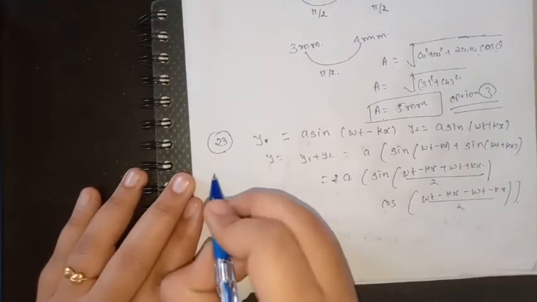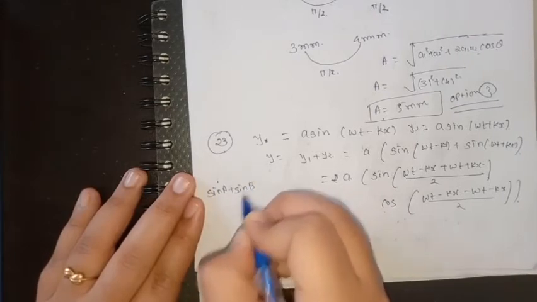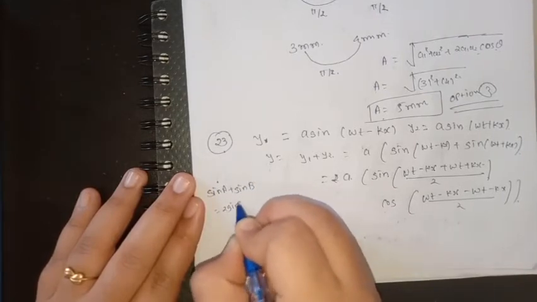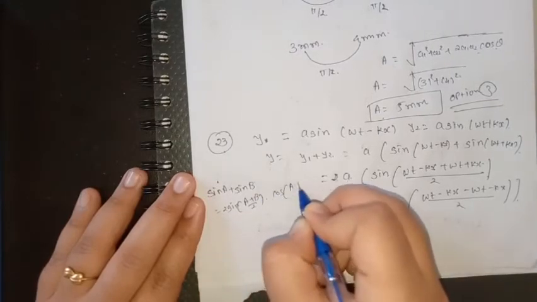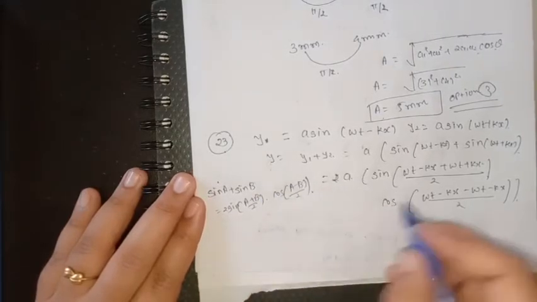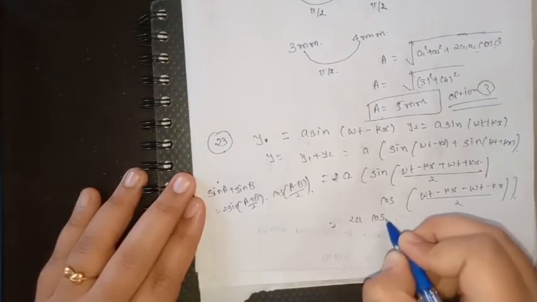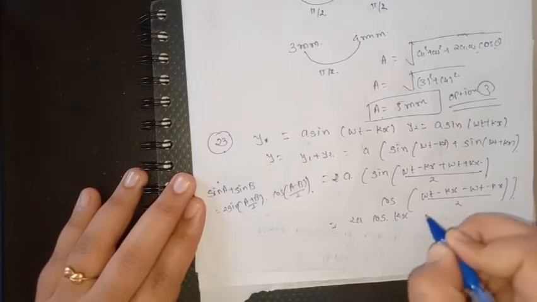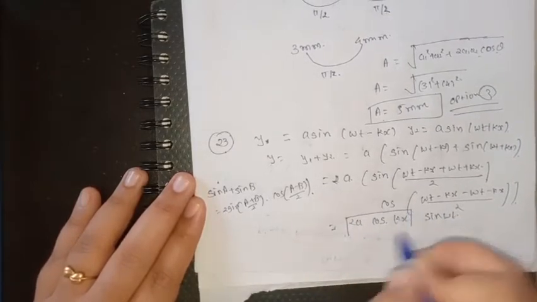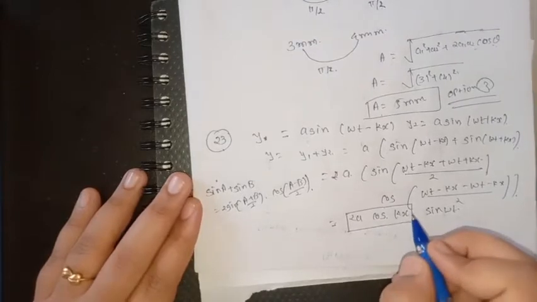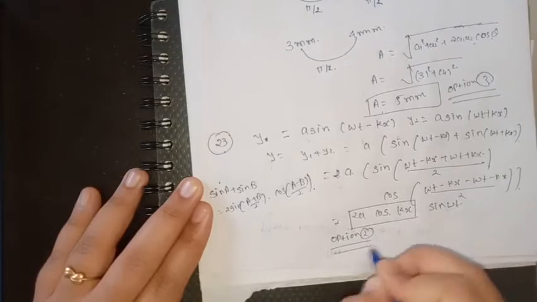We have used this identity: sin A plus sin B is equal to 2 sin of (A plus B) by 2 into cos of (A minus B) by 2. Simplifying this, we'll get 2A cos kx into sine of omega t. So amplitude will be 2A cos kx. So option 2 is the correct option.